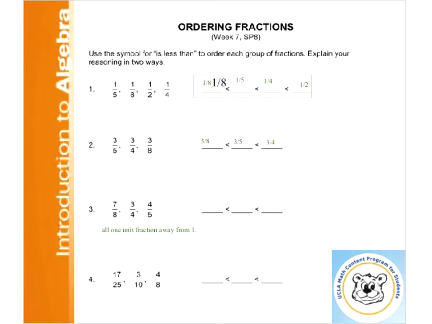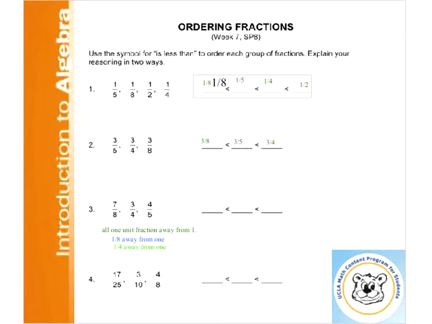So for example, 7/8 is 1/8 away from 1. Okay, so it's really, really close. Okay, 3/4 then is 1/4 away from being a whole, or 1. Okay, and 4/5 is 1/5 away from being a whole, or 1.